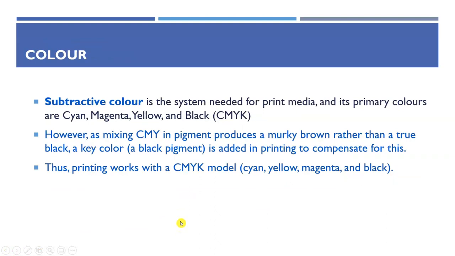Alright, so subtractive color, the CMYK color system is primarily for print. So I told you RGB is for screen, CMYK is primarily for print. Very important though, as you see there on screen, CMY in pigment produces a murky brown rather than a true black. Key color, black pigment, is added in printing to compensate for this.